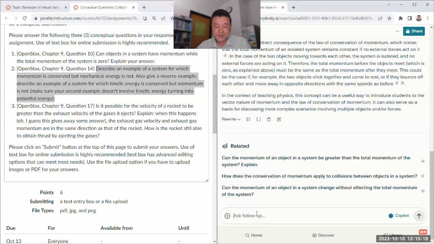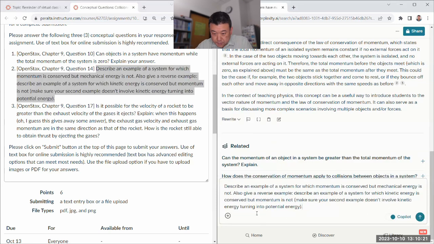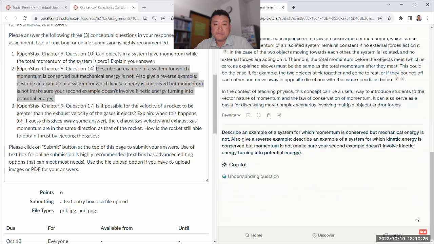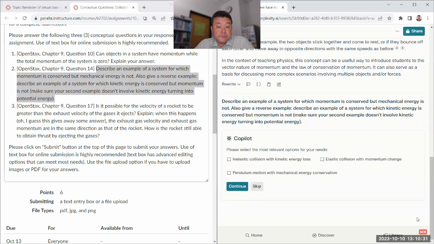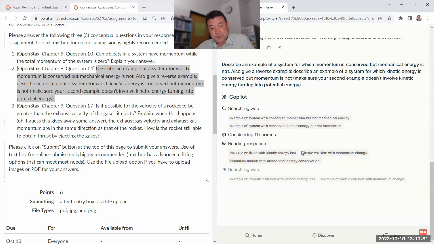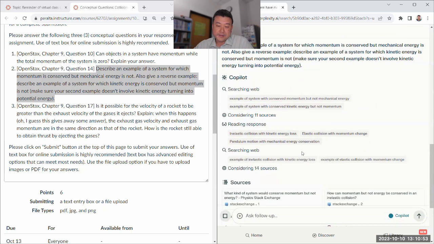Let me ask the next question. Describe an example of a system. Okay, let me just check everything. Now, with the elastic collision, oh, I see. I asked for two examples. In an elastic collision, you wouldn't have momentum... well, it depends on the situation. So let me just put all this in and let's see what the AI tells me.